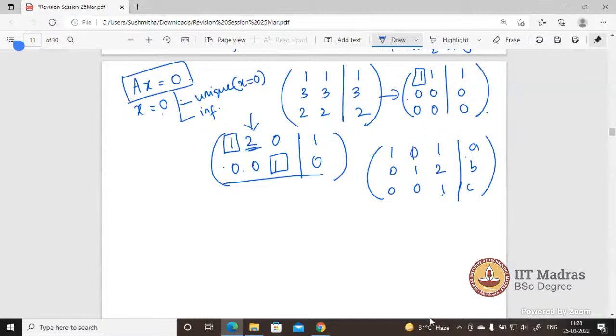There, you make these 0. Yes, ma'am. By making these zeros, you directly get the solution. It will be very easy, right. Yeah. But then you are actually doing more operations to make these 0. Right. Yeah. Thanks.